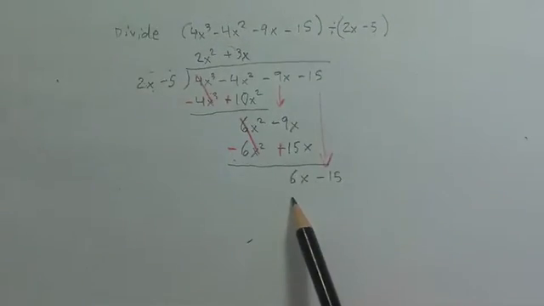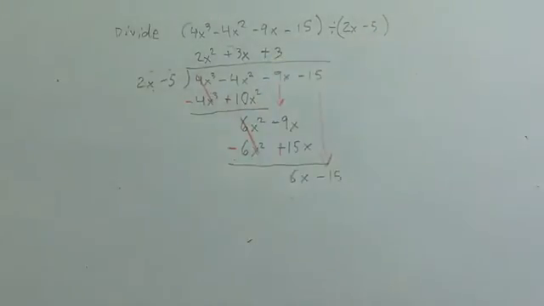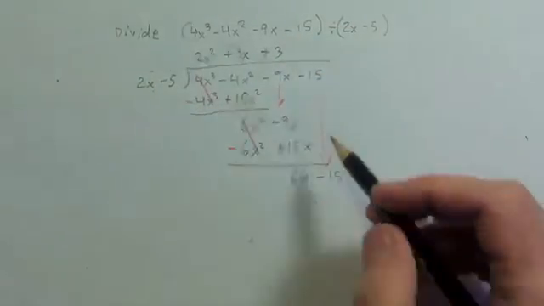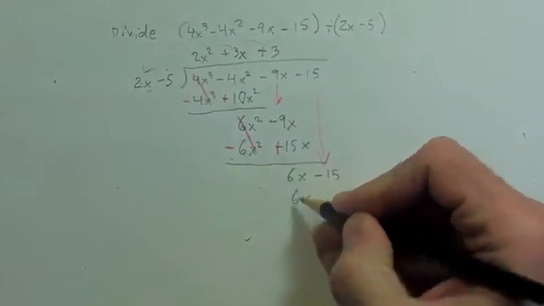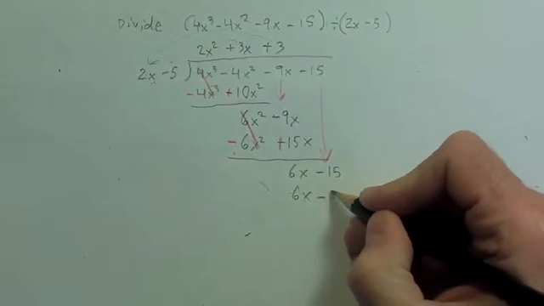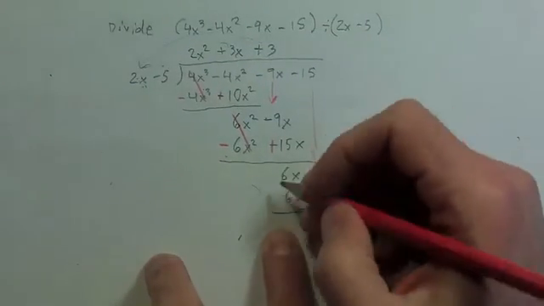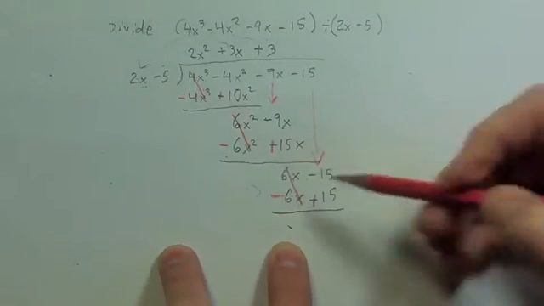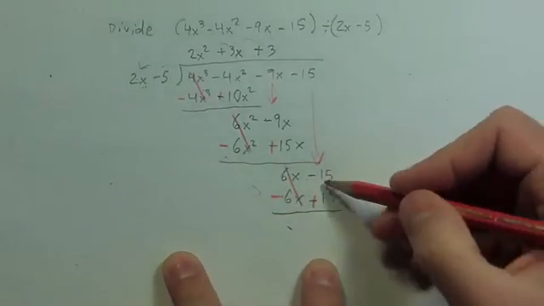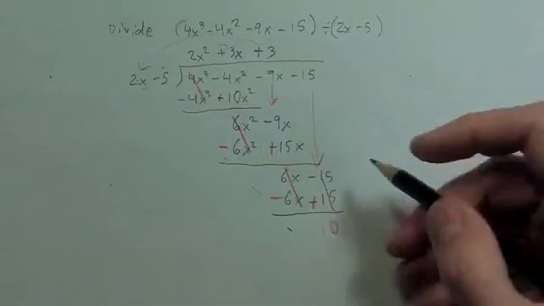Now I need to find something to multiply 2x by that will give me 6x. So I think just plus 3 will give that to us, because we already have the x that we need. So 3 times 2x is going to give us 6x, and 3 times negative 5 will give us minus 15. Okay, so we go through and change our signs. This 6x minus 6x will cancel to give us 0, and minus 15 plus 15 will cancel to give us 0. So we have remainder 0 now.